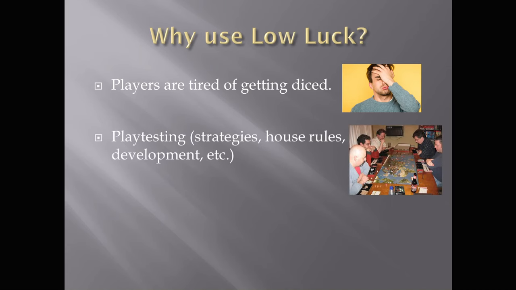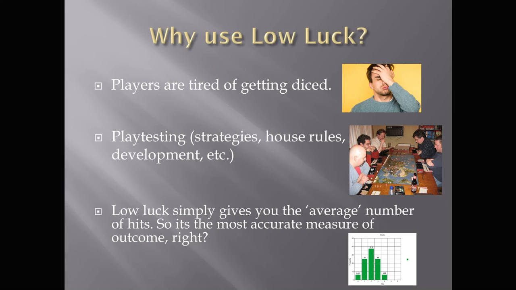Another reason might be for playtesting. Maybe you're prepping for a tournament and you want to come up with a competitive strategy, or you're developing house rules for your playgroup, or you're just doing game development in general. All low luck really is determining the average number of hits in a round of combat, so how could this not be fair? It seems like a very robust way of measuring most likely outcomes. Well, the rest of this video is going to demonstrate how that's not entirely true.